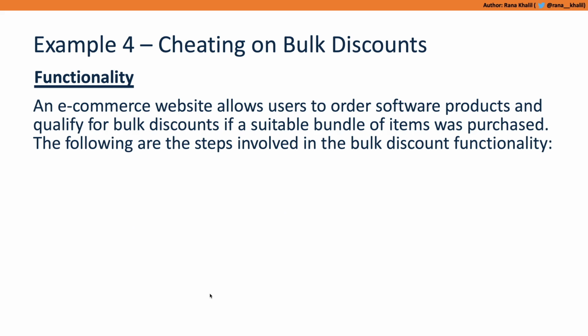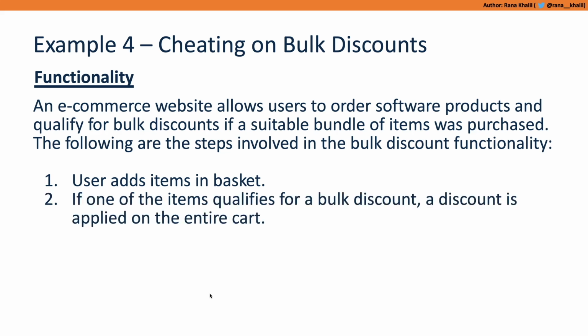The final example we're going to go through is an e-commerce website that allows users to purchase software products, and if you purchase certain products, you may be eligible for a bulk discount on your entire cart. So the steps involved in this functionality were 1, a user adds items to a basket. If one of the items qualifies for a bulk discount, a discount is applied on the entire cart. And then the last thing is the user purchases the order.